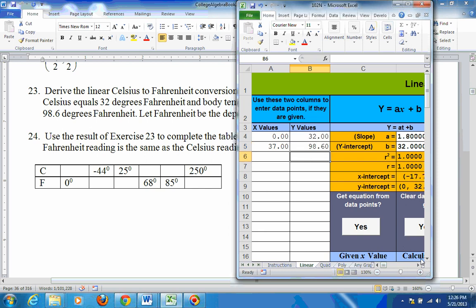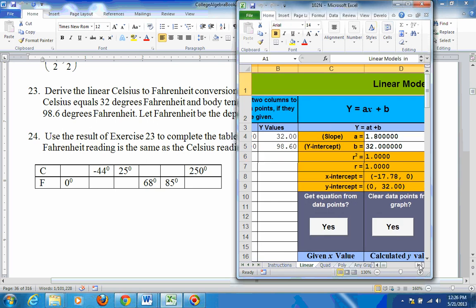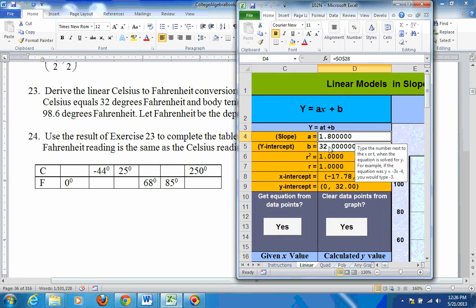And click the get equation from data points, and there's your equation right there: y equals 1.8x plus 32. And then this is completing a table.